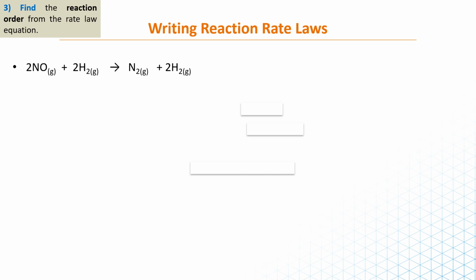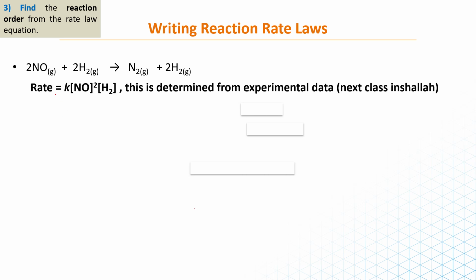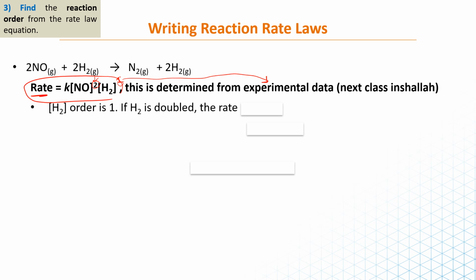So, have a look at this equation, guys. Imagine that the rate is equal to k [NO]^2 times [H2]. This law is coming from experimental data, which we are going to see in the next part. Now, each one has different powers. NO is to the power of 2 and H2 is to the power of 1. So, the H2 order is 1. Because the power here is 1. So, if we doubled H2, the rate should double as well, because the power is 1. Whatever happens to H2 happens to the rate. Okay?